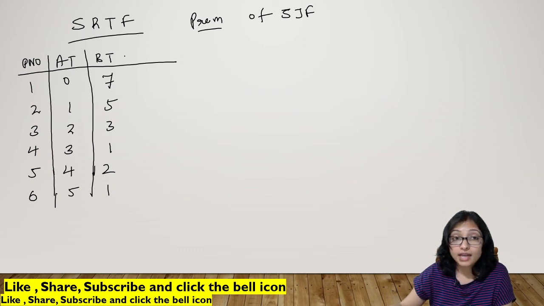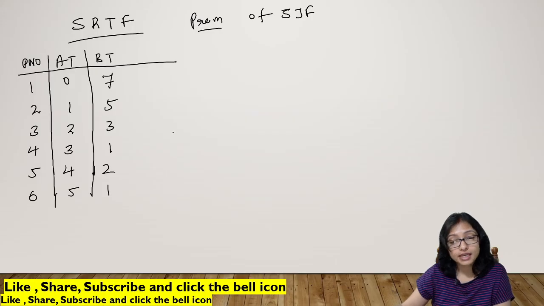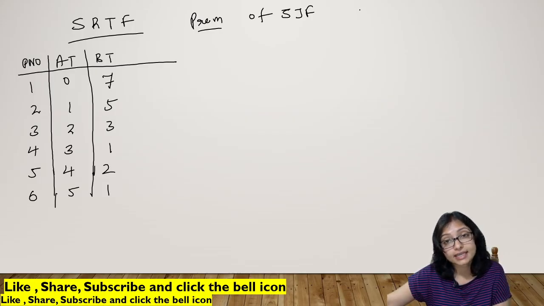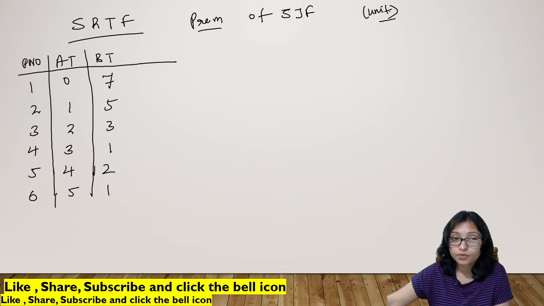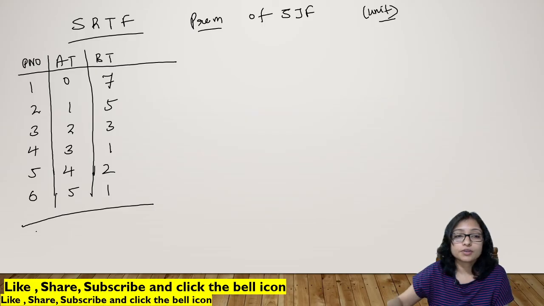Now, in shortest remaining time first, it will check in every unit of time. Every unit of time it will check: what is the remaining task? Who is the shortest one? So here, how the Gantt chart will be, just check the Gantt chart here. Your Gantt chart will be in this way.